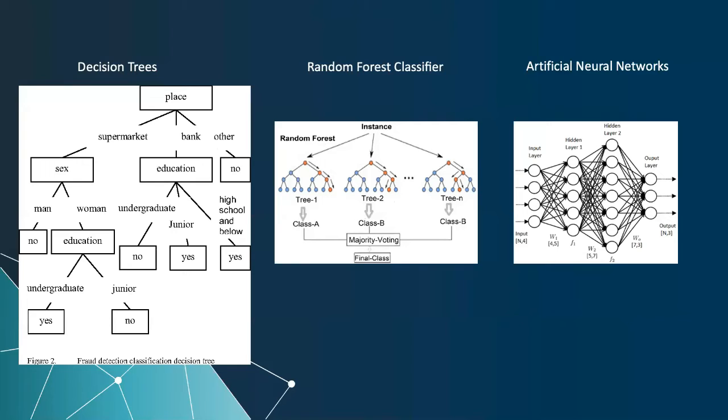In a random forest classifier, on the other hand, it uses n decision trees. In decision trees, we have just one decision tree, but in a random forest classifier, we have n decision trees.